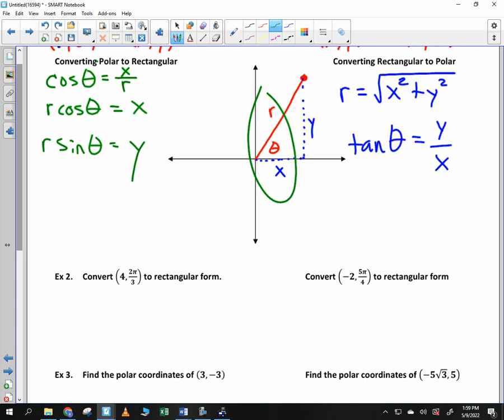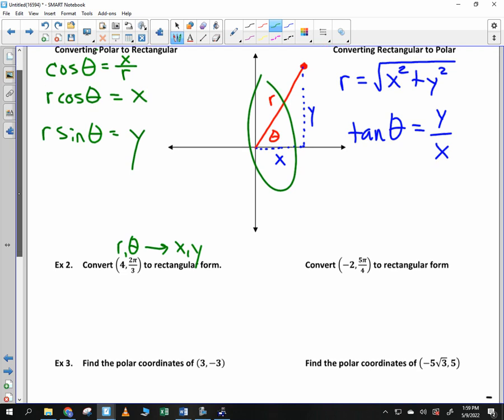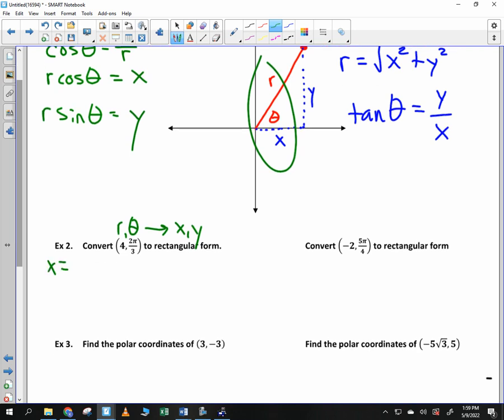It says convert (4, 2 pi over 3) to rectangular form. That means I want to start with polar and go to rectangular. So I'm going to use these right here. So this is r and this is theta. I want to come up with x and y. Well, no big deal. It says that x is equal to r times the cosine of theta. What is r in this problem? 4 times the cosine of 2 pi over 3. And then y is going to be 4 times the sine of 2 pi over 3.